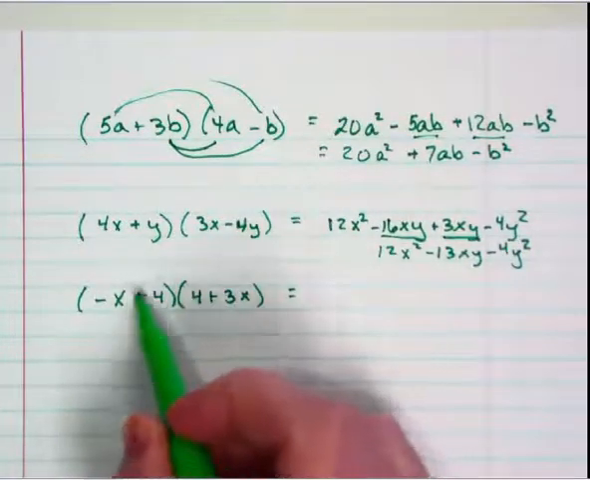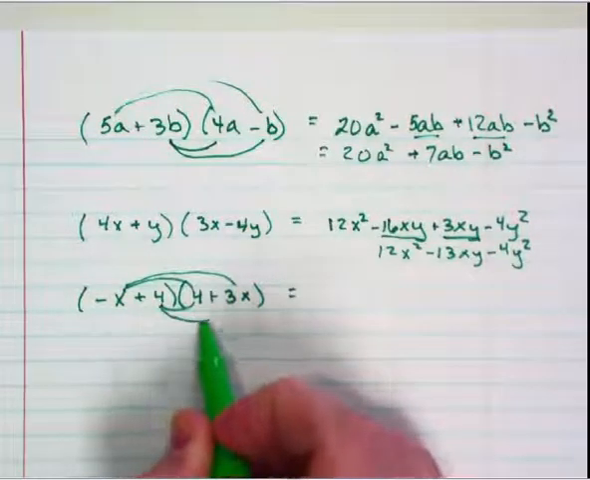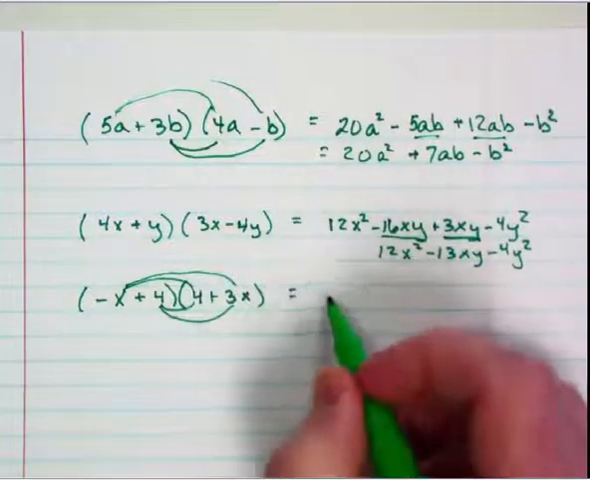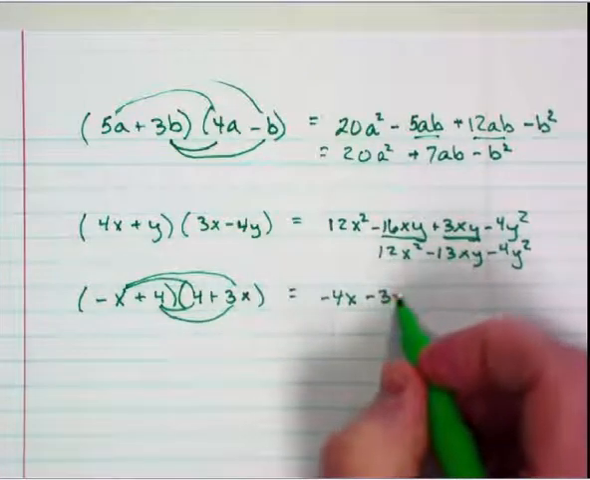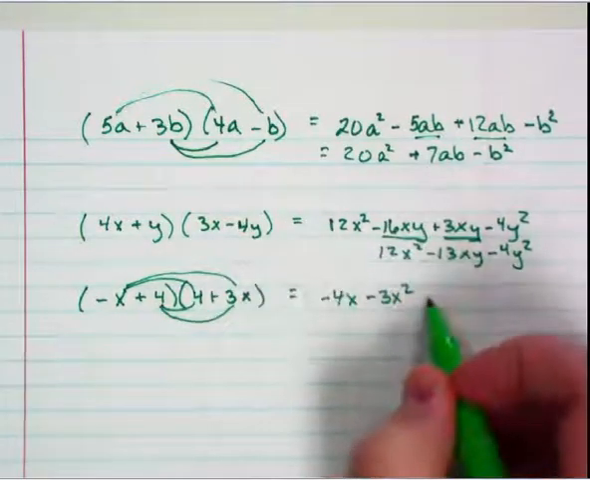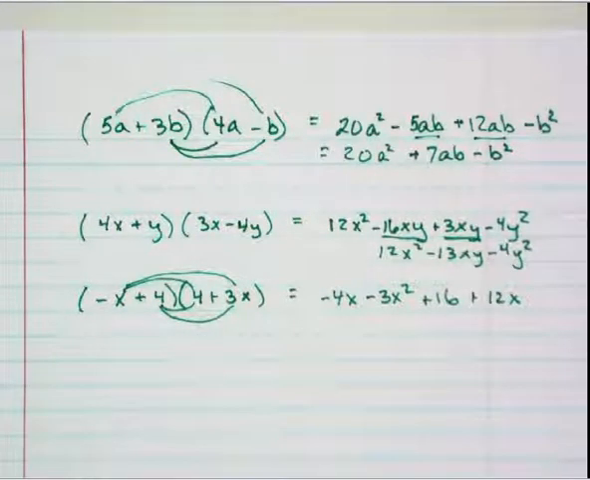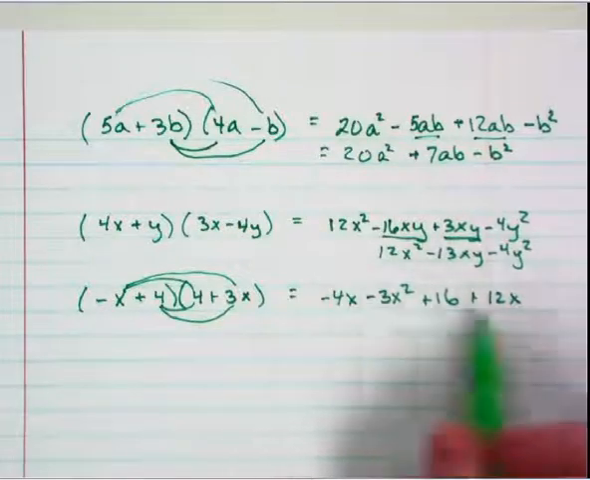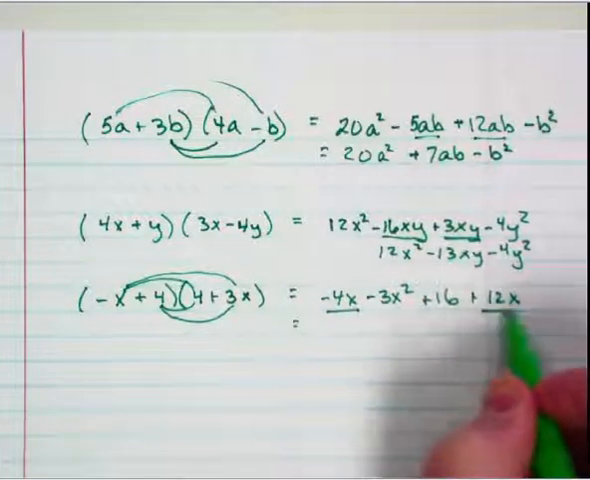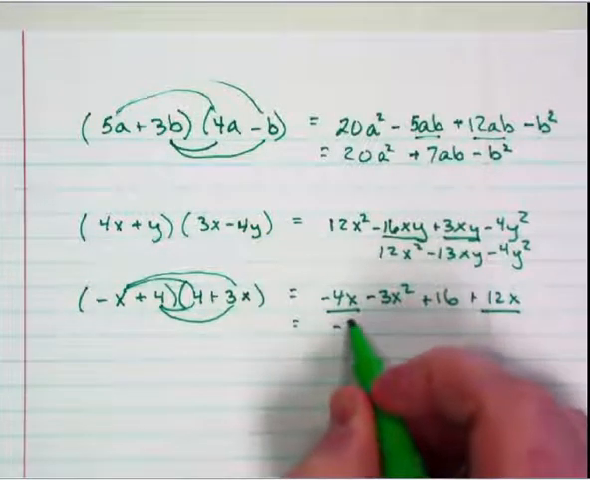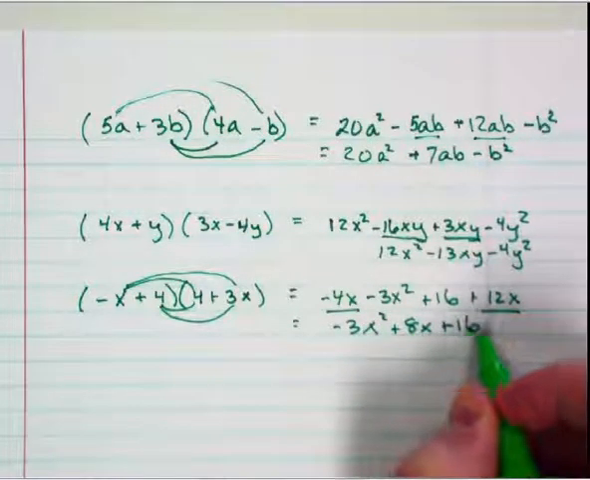This one, I'm going to draw my arrows because things are in a little bit different order. Okay, so when I multiply negative x times 4, I get negative 4x. Negative x times 3x is minus 3x squared. 4 times 4 is 16. 4 times 3x is 12x. So I'm going to rearrange these and put them in the order I'm used to. But I do recognize that this right here and this right here are my like terms. So I'm going to have negative 3x squared plus 8x plus 16.